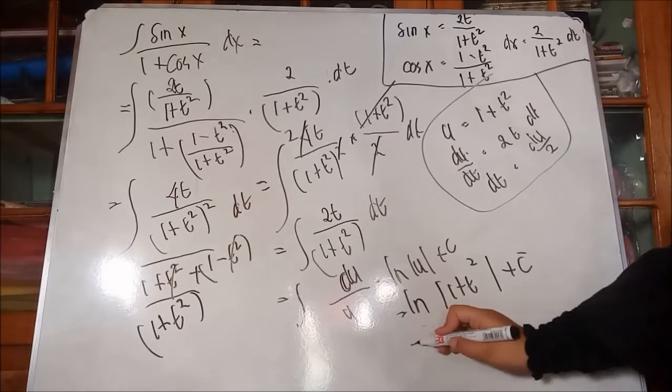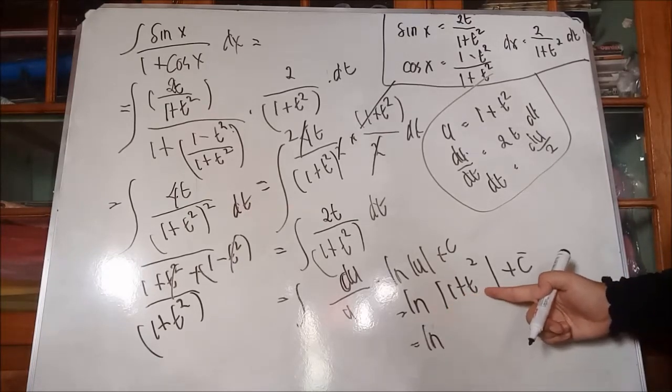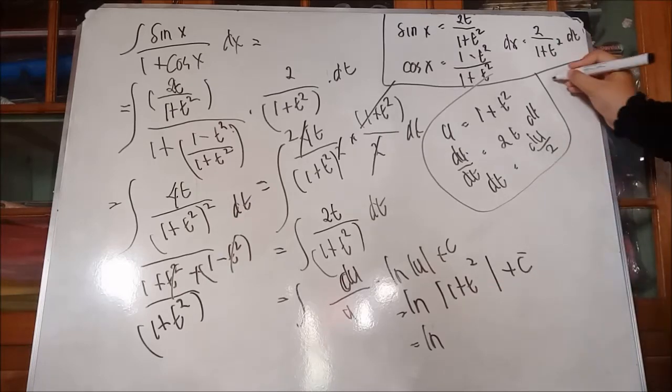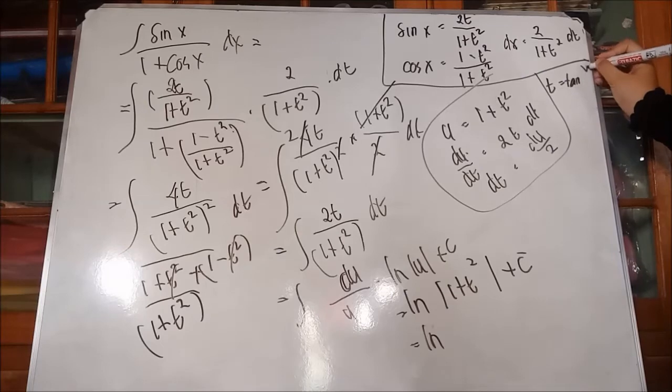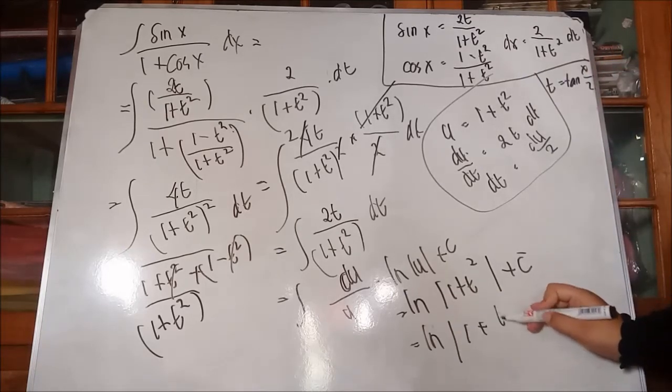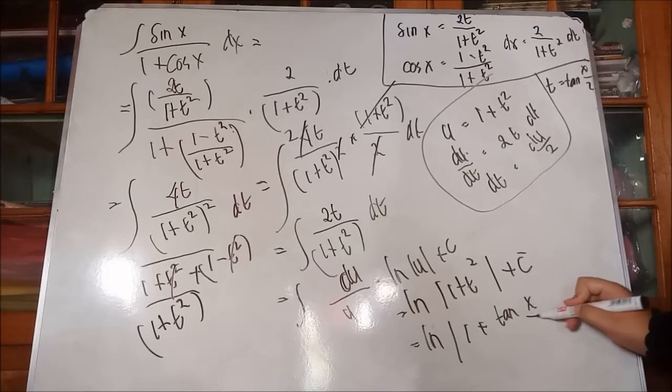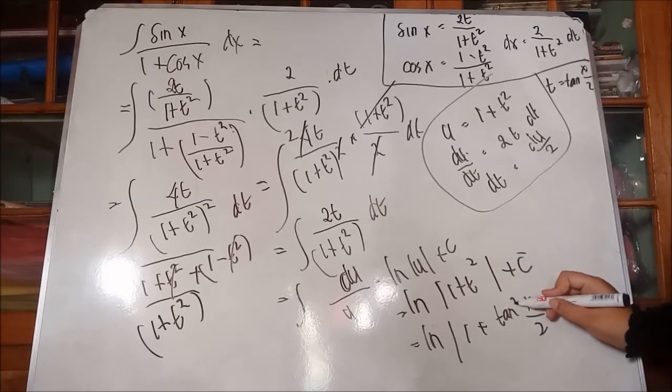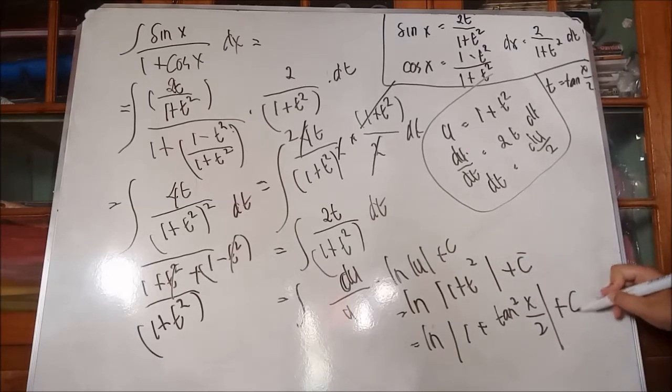And then back to x, because t is tangent x over 2, we can make it ln of 1 plus tangent x over 2. Because this is squared, we can get the square plus c. So this is the result.